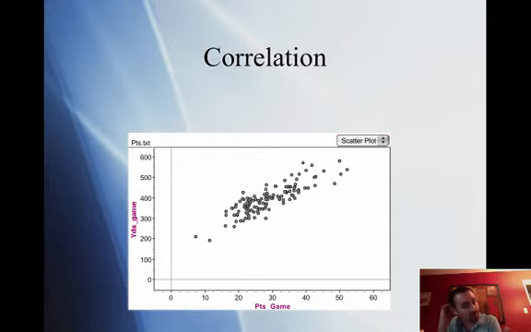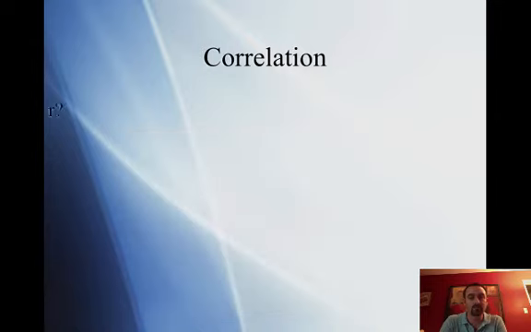Here's a graph of some data, points per game versus yards per game. In this case, I've chosen to make my x variable the points and my y variable the yards. If I were to do this again, I'd probably switch those, because yards per game probably explains points per game better. That's my correlation, my graph.